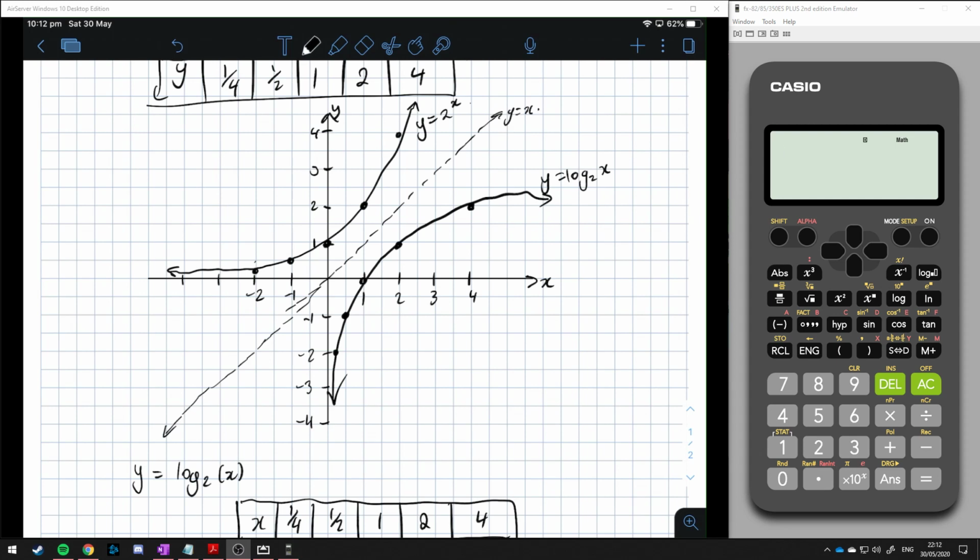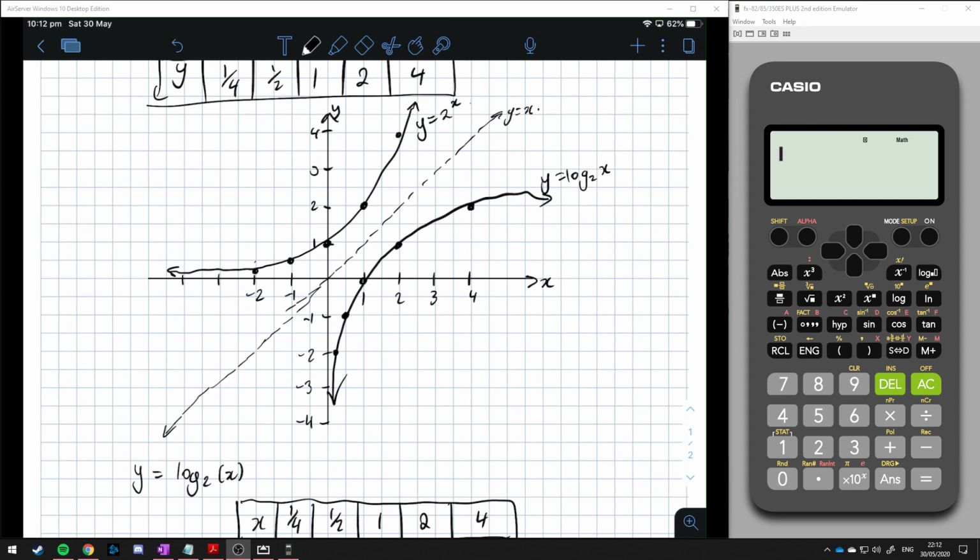We've got a reflection and a log. So these two graphs are reflections of each other in the diagonal line y is equal to x. Okay, so that is that diagonal line going straight through the middle there. This is because they are inverse functions of each other.